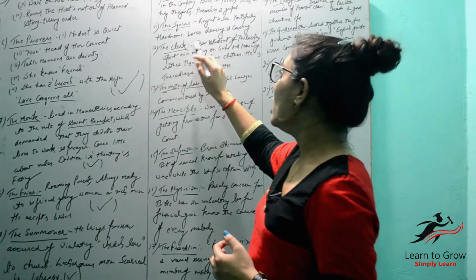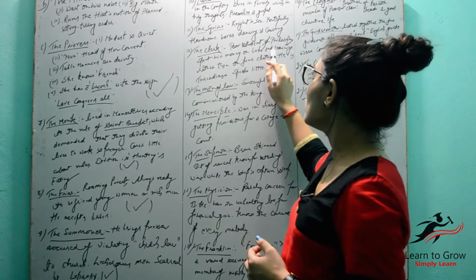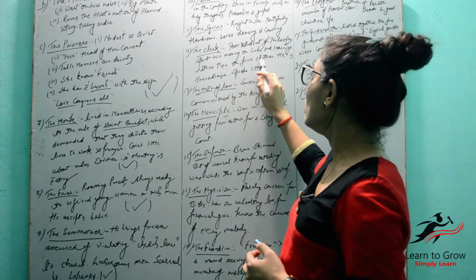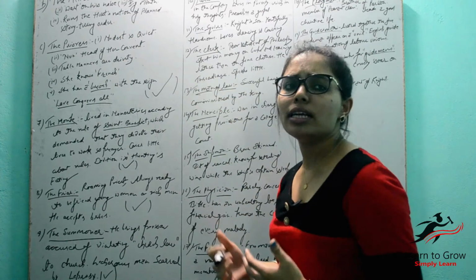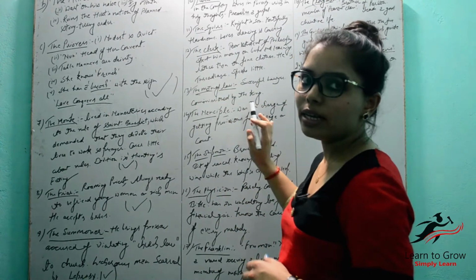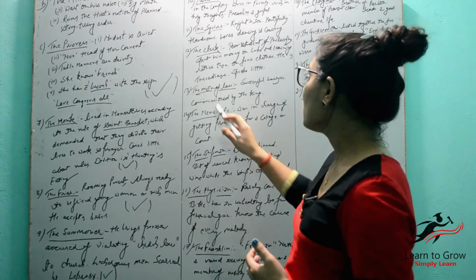The 12th one is the clerk. He is a poor student of philosophy. He spends his money on books and learning rather than on fine clothes. He is threadbare, a very thin person. He speaks little. He is very taciturn, means a person who speaks very little.